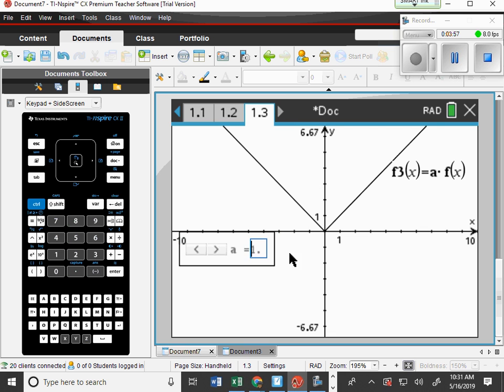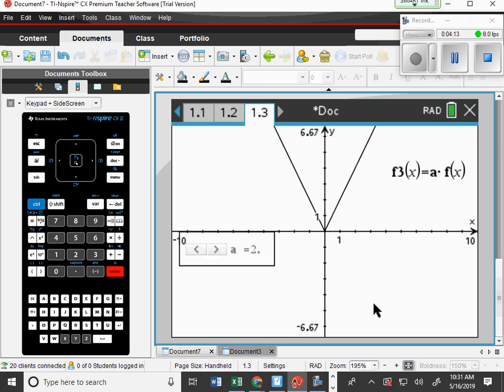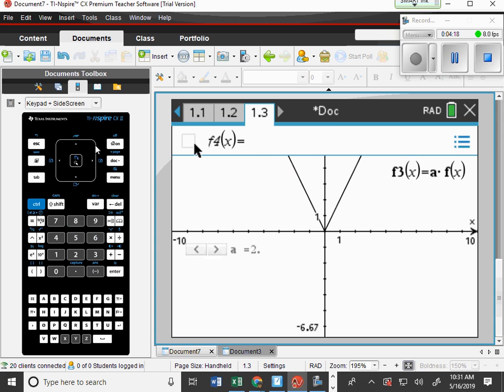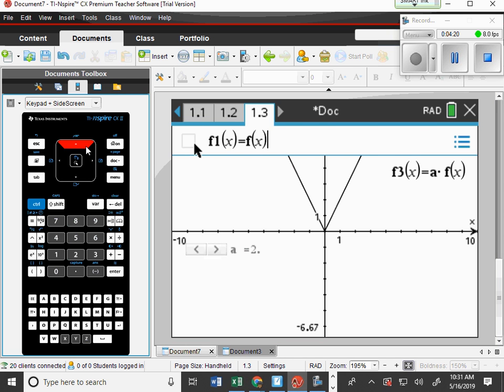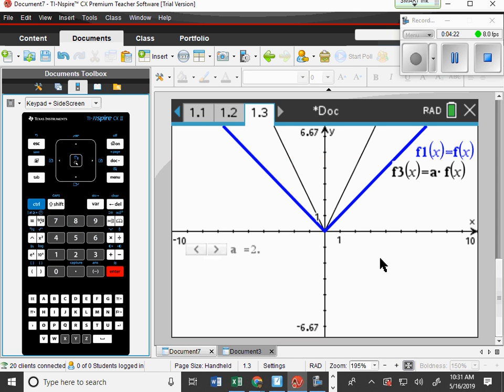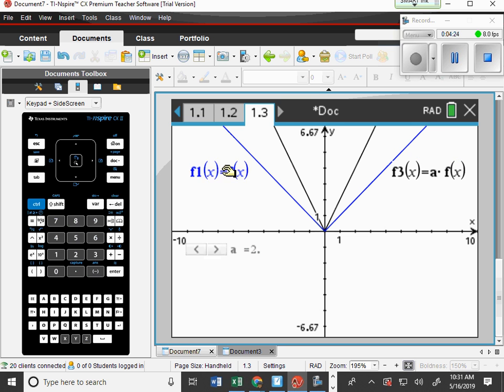All right, so notice that if a is 1, nothing changes because multiplying anything by 1 doesn't change it. But what if I let a be bigger than 1, like 2? What happens when a is 2? Well, when a is 2, the graph gets skinnier. Let's compare this with the original graph so that we can see. So I'm going to put the original graph back in here. That's in blue. That's our parent function. Look at our transformed function. It's skinnier because a is 2.